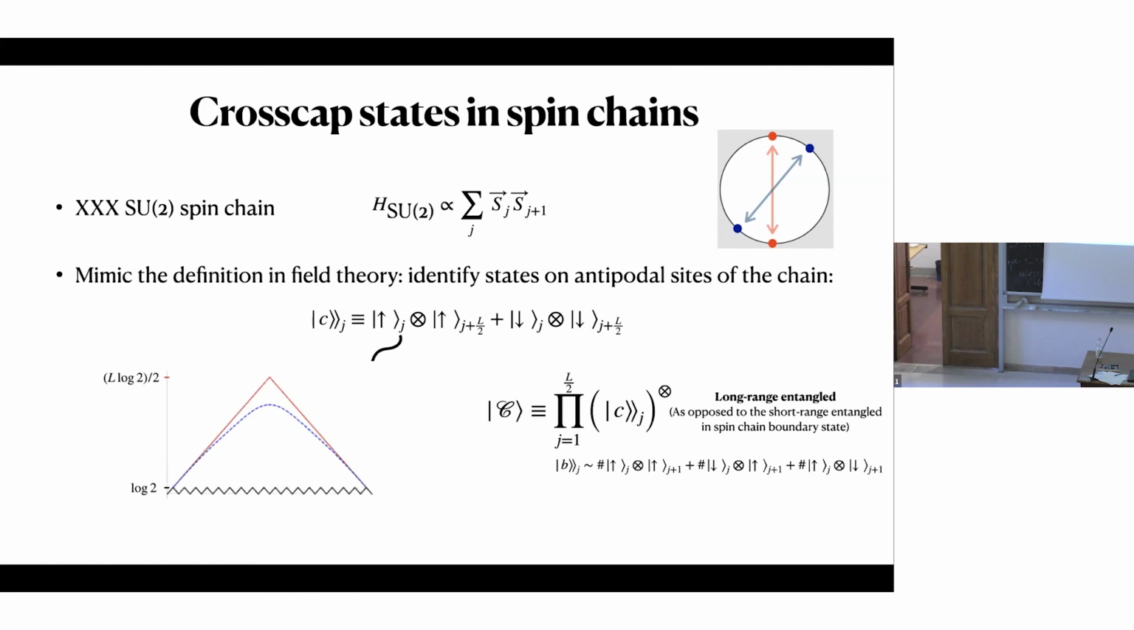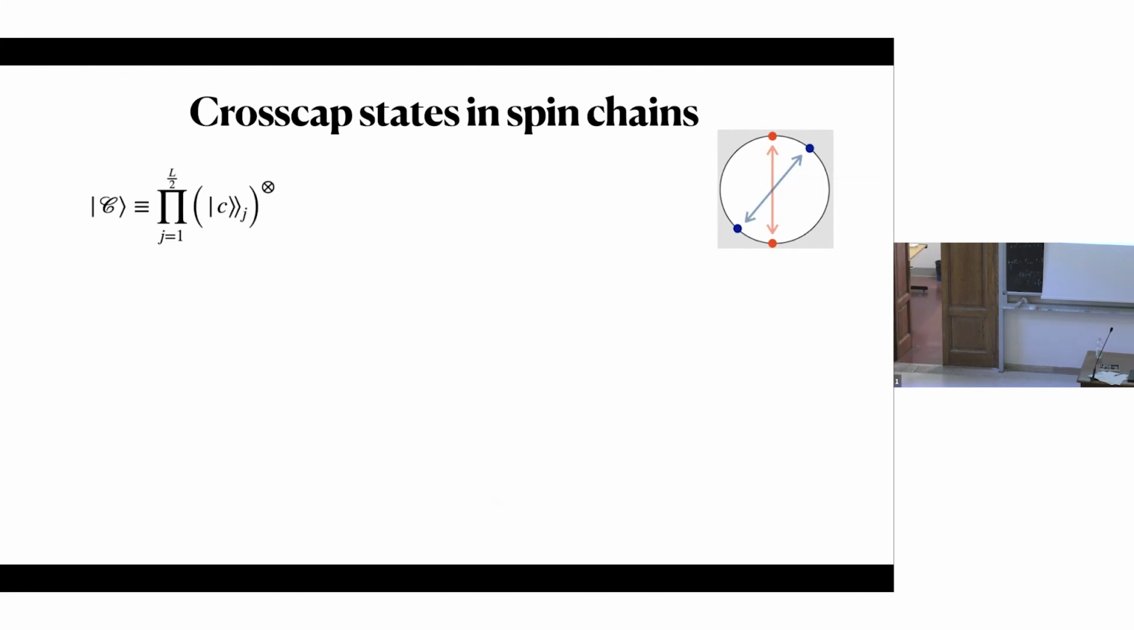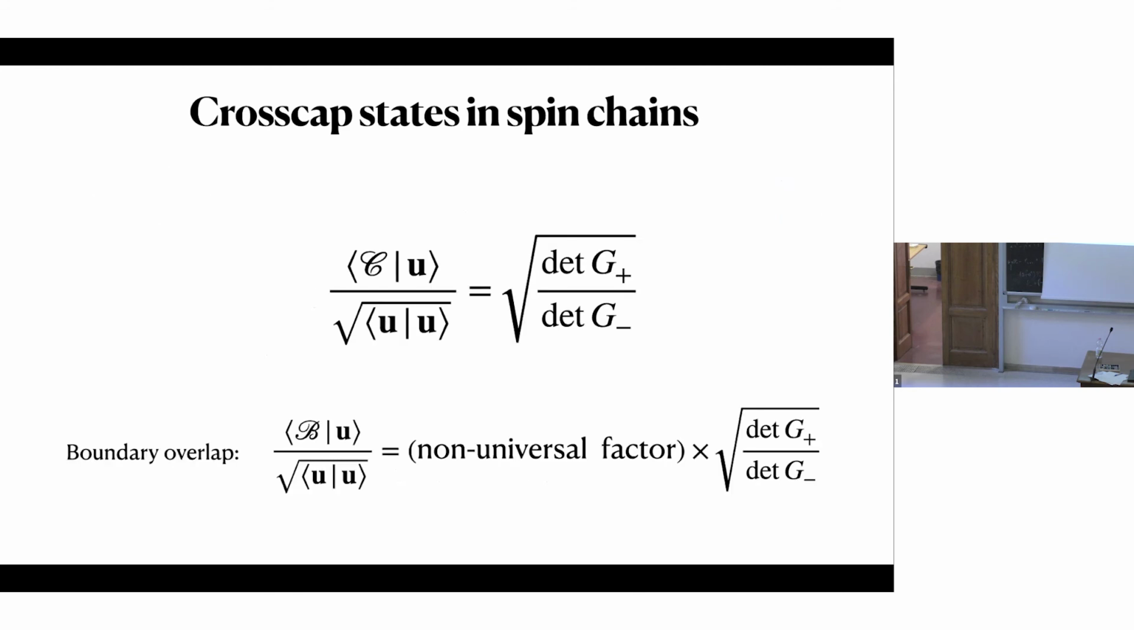Okay, so what is interesting about this is that one can show that this state, this cross-cap state on the spin chain, is also integrable. And here's the statement of integrability. It's annihilated by infinitely many conserved charges. And we can also compute the overlap between this cross-cap state and a generic Bethe state, which has this form that we actually have seen before, where these matrices are related to the Gaudin matrices.